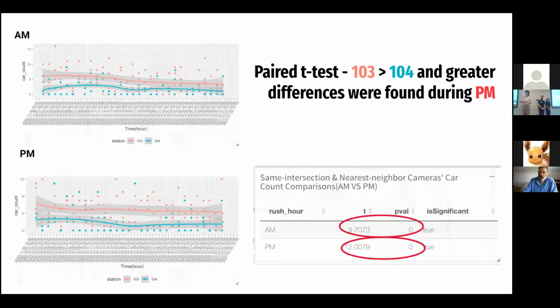Same as before, we did a paired t-test for the two cameras for both the AM and PM rush hours. And as you may notice, the 103 has captured more car count than 104. And time-wise, there's also a greater difference found during the PM rush hours. You can also see it from the t-test results in this table.